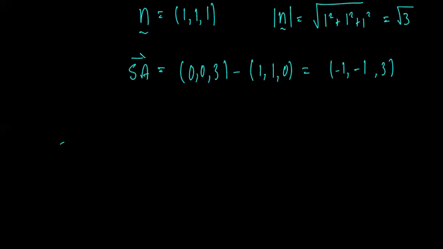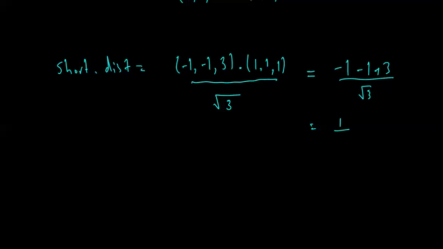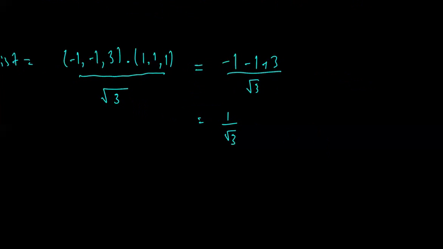So the shortest distance is equal to the dot product of (-1, -1, 3) with the normal (1, 1, 1), divided by the magnitude of the normal. So negative 1 times 1 is negative 1, plus negative 1 times 1, which is minus 1, plus 3 times 1, divided by root 3. That is equal to negative 2 plus 3, so it's equal to 1 over root 3. And we are asked for distance, so we'll just say units of length.